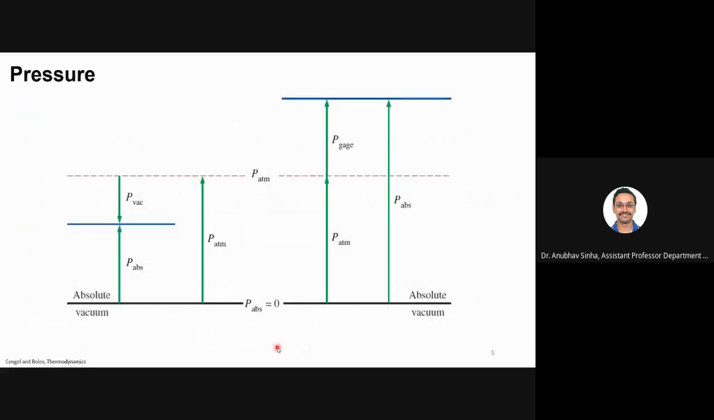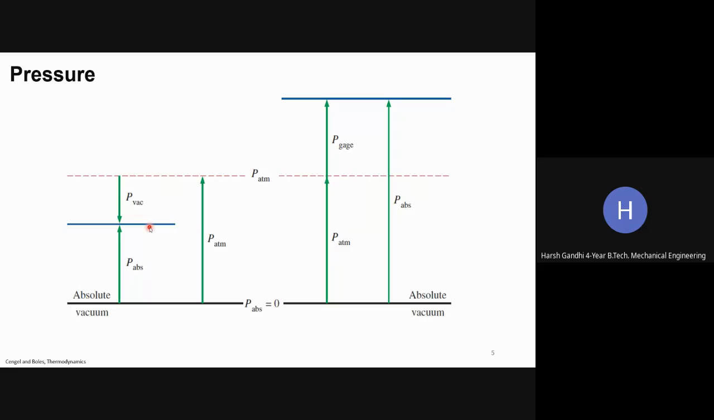Okay, let us have a look at this on a diagram. So let us say that this black line is absolute vacuum. Okay, there is no air pressure here. P is equal to 0. Now this dotted line shows atmospheric pressure. So if we have a system which has higher pressure than atmospheric, then we'll talk about gauge pressure. Gauge is whatever is higher than atmospheric. So from here to here is gauge pressure. This will be an absolute pressure. Now if you have lower than atmospheric, then we'll talk about P vacuum, whatever is lower than atmospheric. Is this clear to everyone?